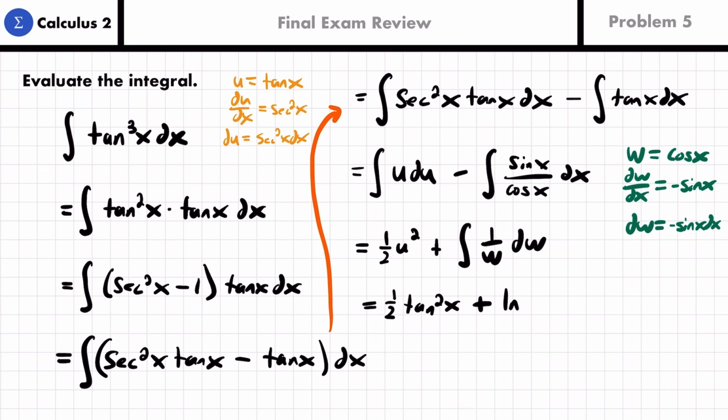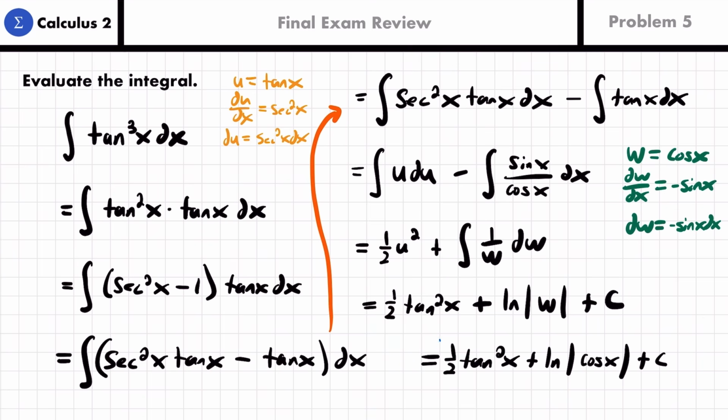So we get the natural log of the absolute value of w, and at this point we can add on the constant of integration c, so write in plus c, and then our final step is to replace w with what we set it equal to for that u substitution, or I guess in this case, w substitution. But either way, our final answer becomes 1/2 times tangent squared x plus the natural log of the absolute value of cosine x plus c. That right there is the answer to this integral.